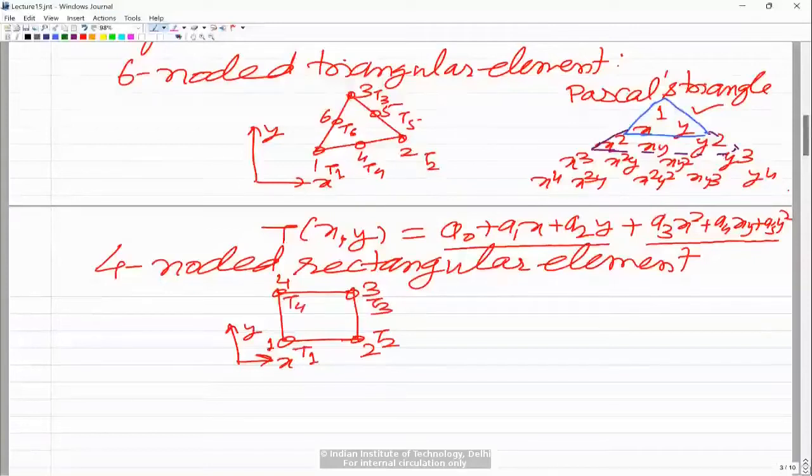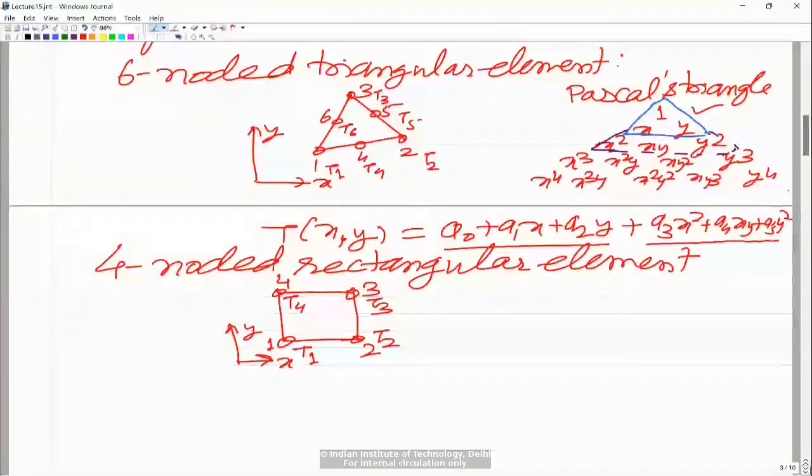Now we want primary variables as degrees of freedom at the nodes, and for a heat conduction problem, temperature would be the primary variable. Therefore, at each node it has to be there as a degree of freedom. So there are now four elemental degrees of freedom: T1, T2, T3, T4. So we should choose four terms in the approximate solution. How do we choose that? Again we refer to Pascal's triangle.